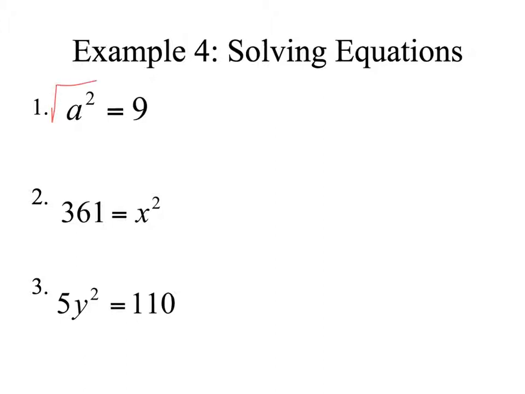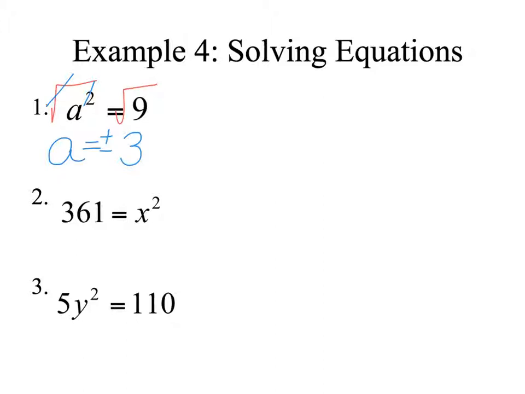So I'm going to square root a squared, and I'm going to square root 9. The square root symbol and the squared symbol cancel each other out, leaving me with a. The square root of 9, you should know, is 3. With equations, though, you have to put this positive negative symbol in the front because we actually don't know if A was positive 3 or if A was negative 3.